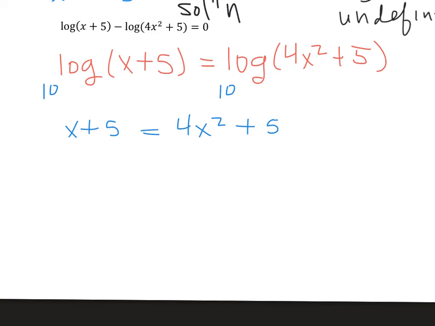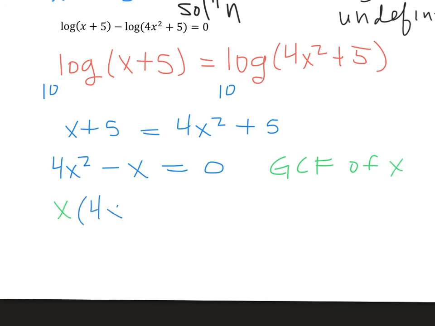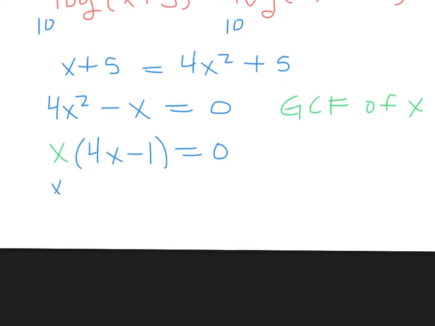So let's get all the terms on the same side. 4x squared, let's subtract x, and then if we subtract a 5, it's just going to be 0. So we end up with 4x squared minus x. So we have a quadratic. We can factor out a greatest common factor of x. So we bring out the x. We'll be left with 4x minus 1 equals 0. We set our factors equal to 0. We get x equals 0. 4x minus 1 equals 0, which is going to give us x equal to 1/4.